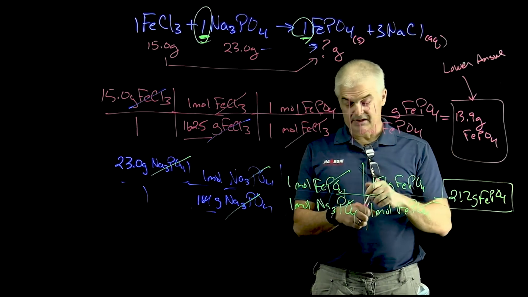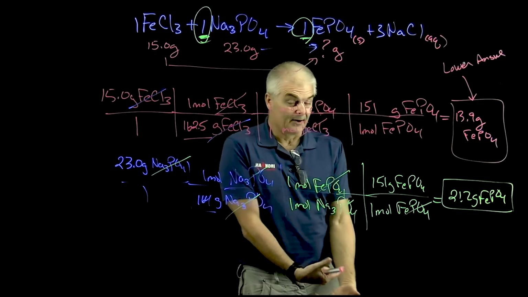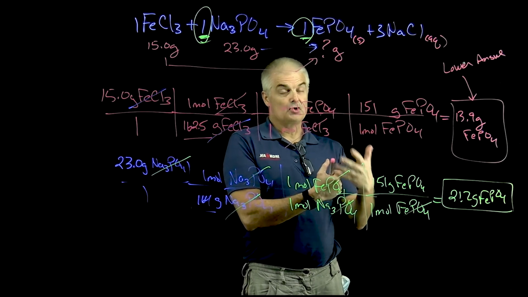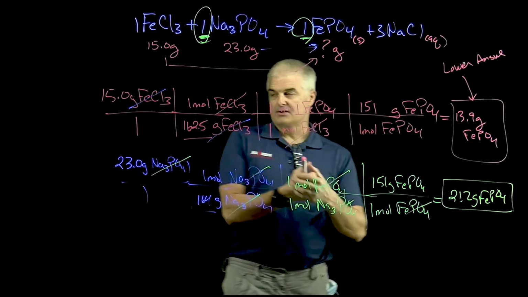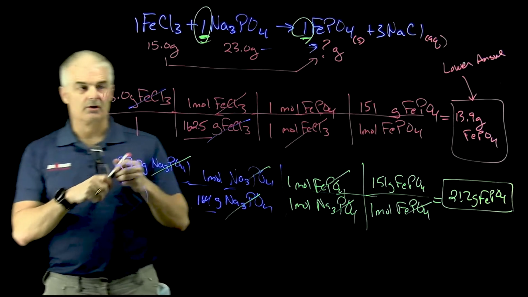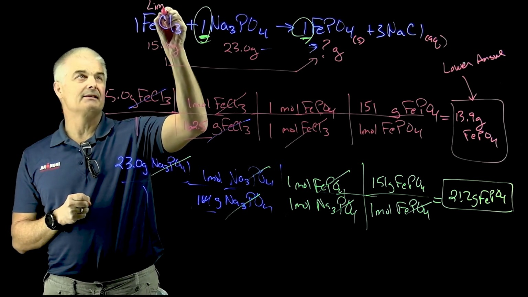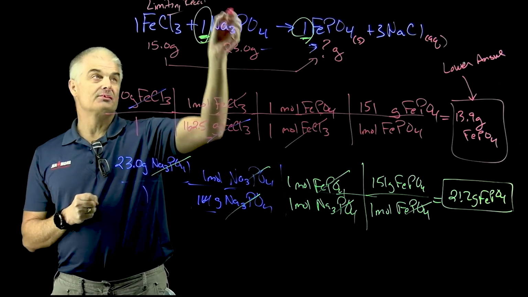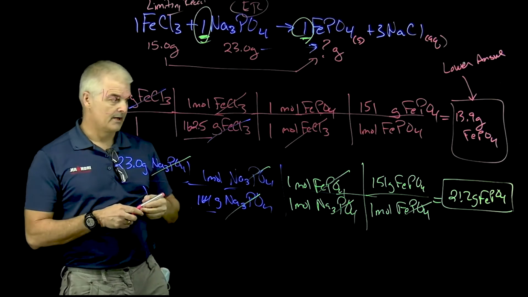Think about this as like a recipe. If I've got 500 cups of flour for cookies or something like that, and I've got 2 cups of sugar, the 2 cups of sugar are going to limit how many cookies I can make. And in this case, this is like the 2 cups of sugar. So the FeCl3 would be labeled the limiting reactant. Why? Because we're going to run out of this first. And then the sodium phosphate is the ER, or the excess reactant.